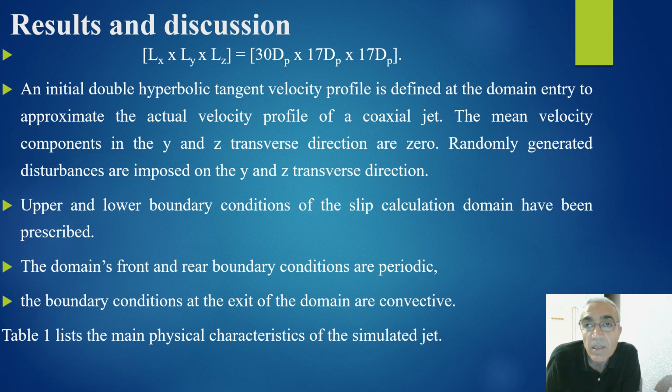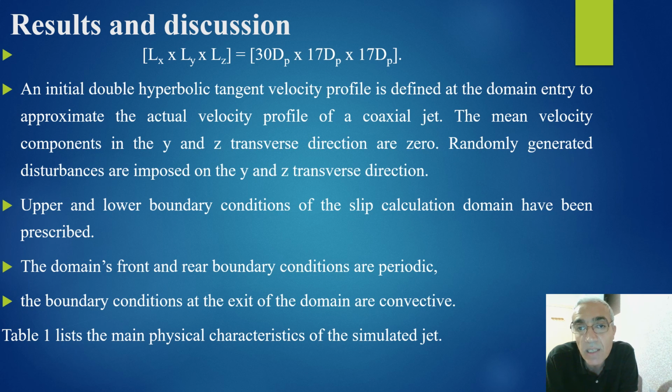Results and discussion. A series of time calculations were performed for a compressible coaxial jet flow by the LES model. The simulations were performed in a computational domain extending over 13 Dp in the axial direction and 17 Dp in the transverse y and z directions. An initial double hyperbolic tangent velocity profile is defined at the domain entry to approximate the actual velocity profile of the coaxial jet. The mean velocity components in the y and z transverse directions are zero.